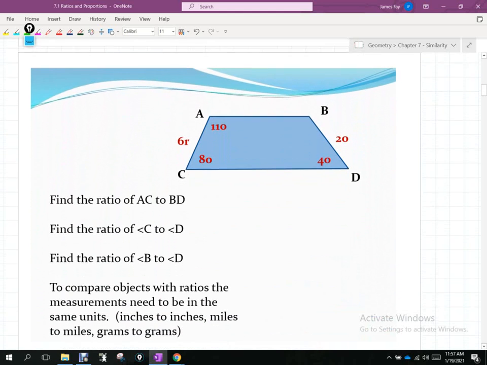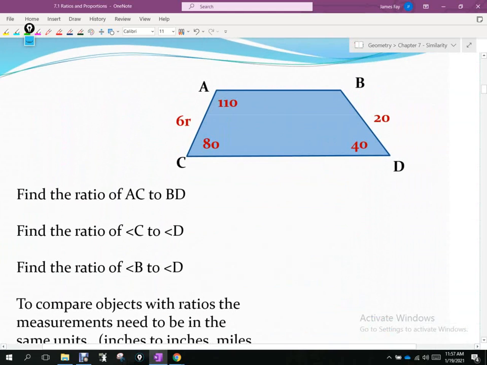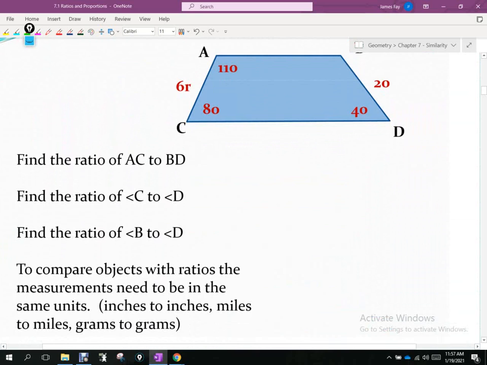So here's just a couple things that we can do, just getting the hang of ratios, okay? We might want to compare the ratio of AC to BD. AC to BD. Okay, so that's comparing two lengths. AC's length is 6R. BD's length is 20. So we write it that way.